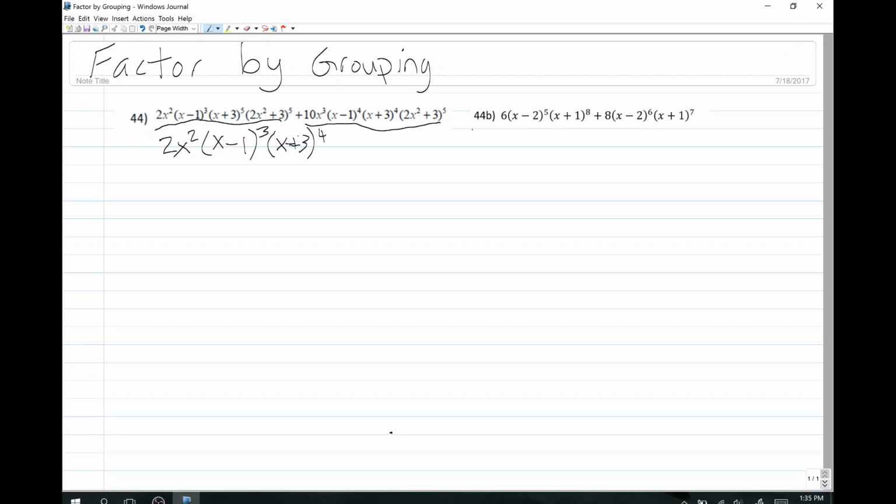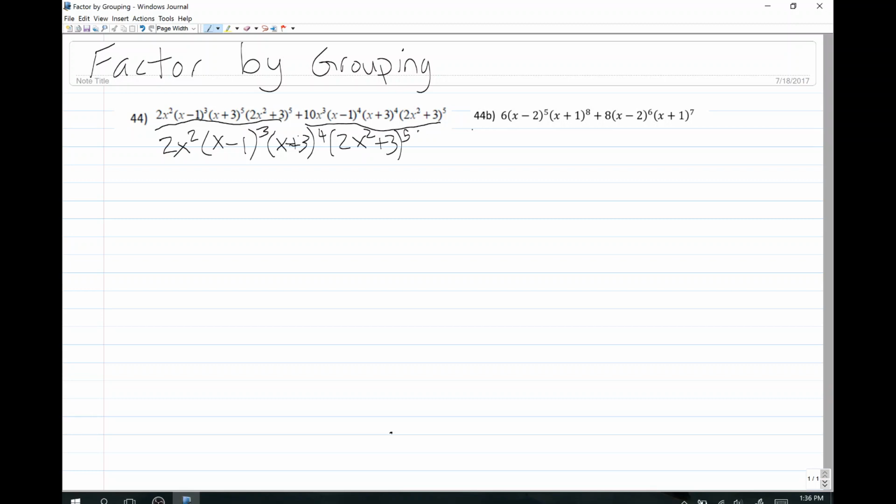And lastly, 2x squared plus 3 to the fifth. That is actually common to both of them, exactly the same, so we can pull out the whole thing. So this is all of the stuff I am pulling out here.